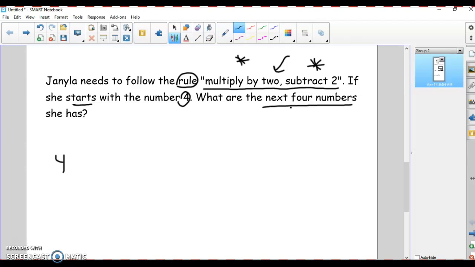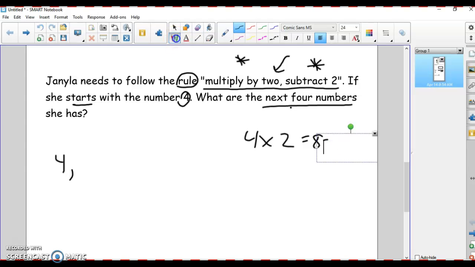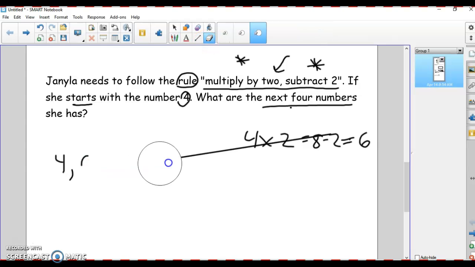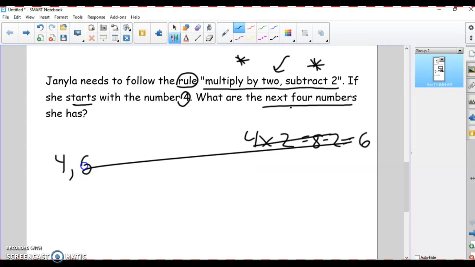So if we follow the rule multiply by 2, subtract 2, we can find our next number from 4 by multiplying 4 times 2, which is 8, and then taking away 2, which is equal to 6. That's only the first number from 4.